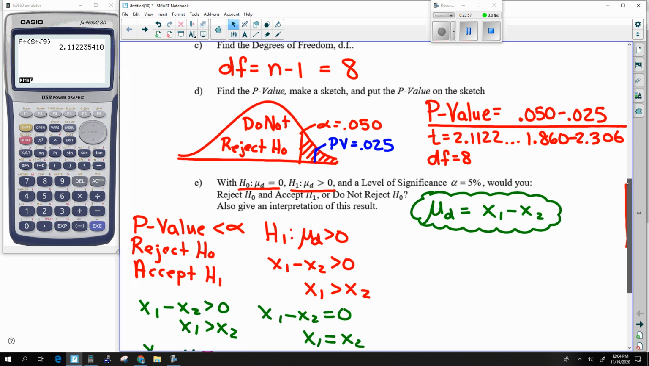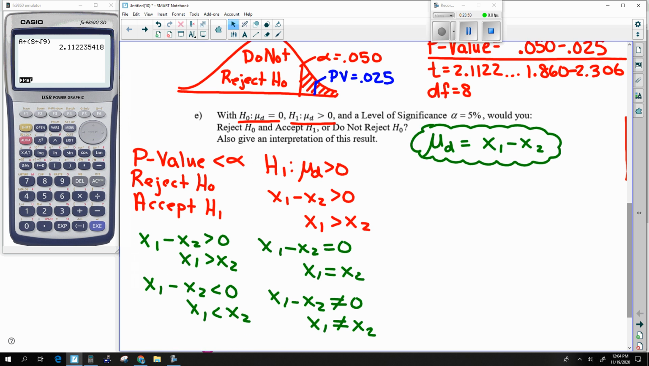Okay, so here we go. We're still working on this question. Now, we make this p-value to alpha comparison, getting our answer. And so we are accepting h1. So h1 is inevitably saying x1 is greater than x2. Okay, now I need to give an interpretation of these results.